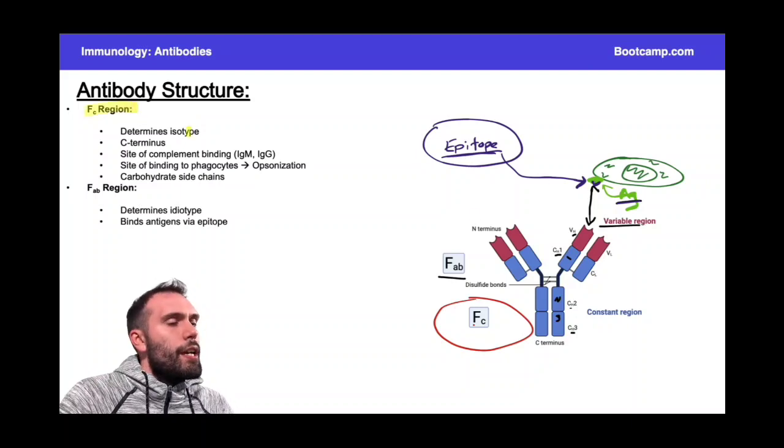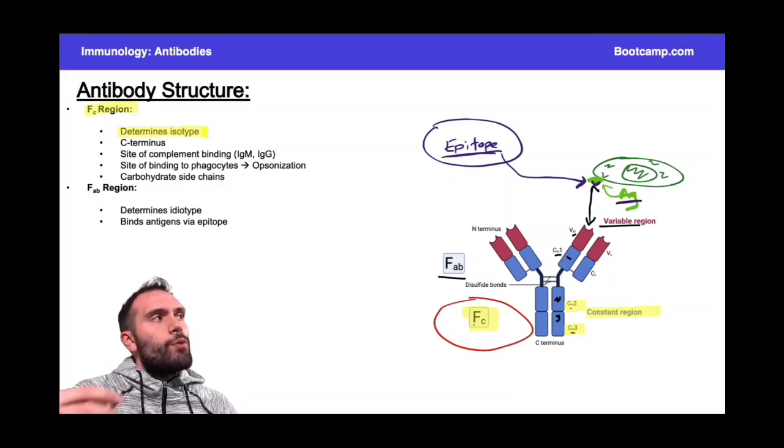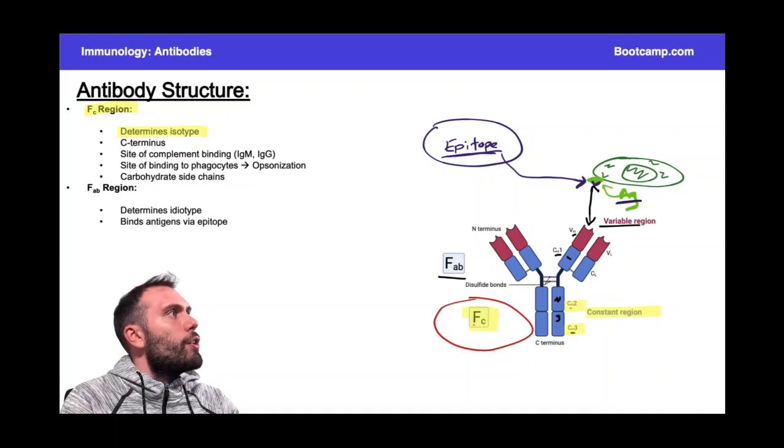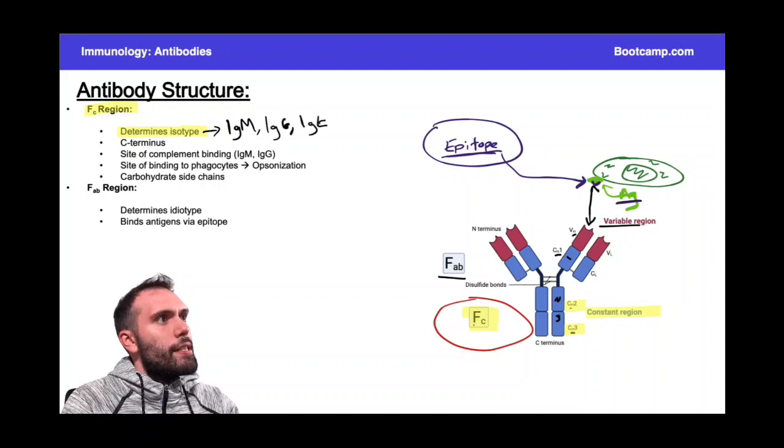So the FC region, again, the FC region down here is basically going to consist of our heavy chains, right? So we have some of our heavy chains in the constant region, and this is going to determine the isotype of this antibody. In other words, when we say isotype, we're talking about things like IgM, IgA, IgE, right? All of these different immunoglobulins. So again, isotypes, you have your IgM, IgG, IgE. These are all different isotypes of the antibody.